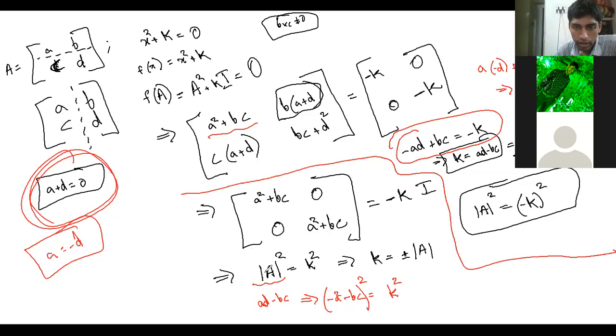See, minus a square minus bc whole square is equal to k. From here, we can tell minus a square minus bc is equal to plus k, or minus a square minus bc is equal to minus k.